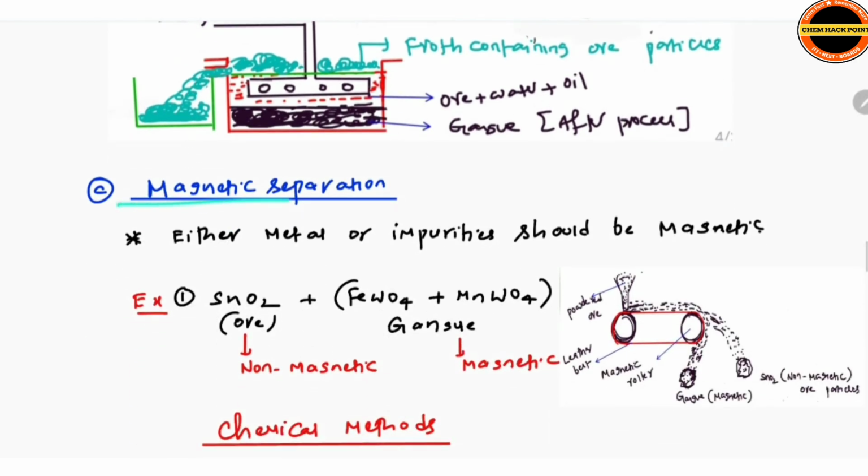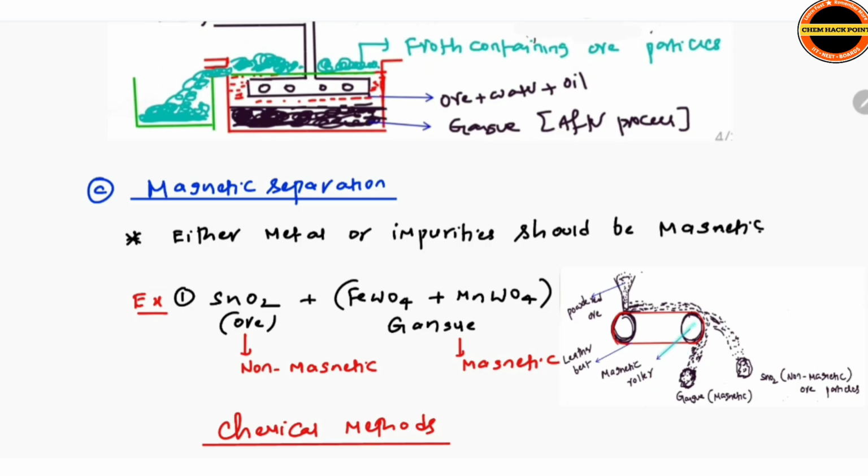Next, magnetic separation. Either the metal or the impurity should be magnetic for this. SnO2 ore is non-magnetic in nature, but the impurities present in this ore, iron tungsten oxide and manganese tungsten oxide, are magnetic in nature. So here there are two wheels with a conveyor belt, a leather belt, moving throughout. These are magnetic rollers. One is a non-magnetic roller, one is a magnetic roller.